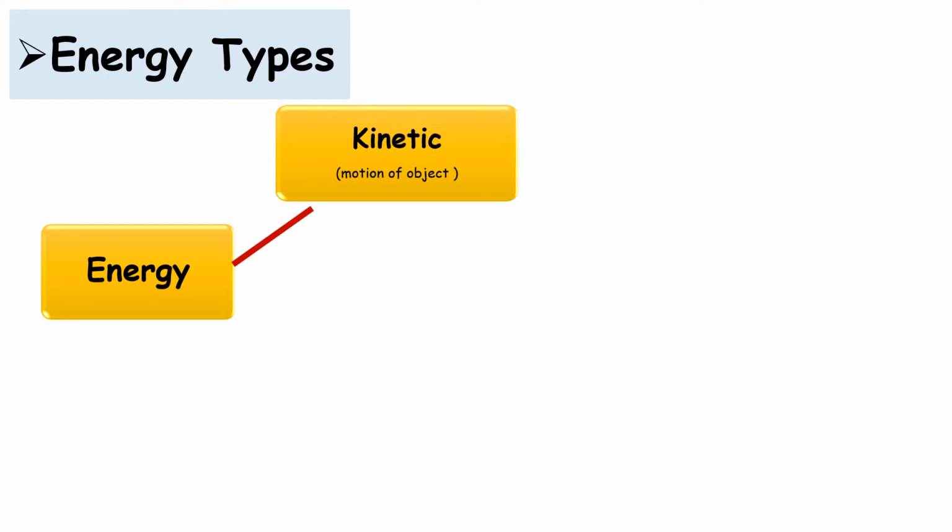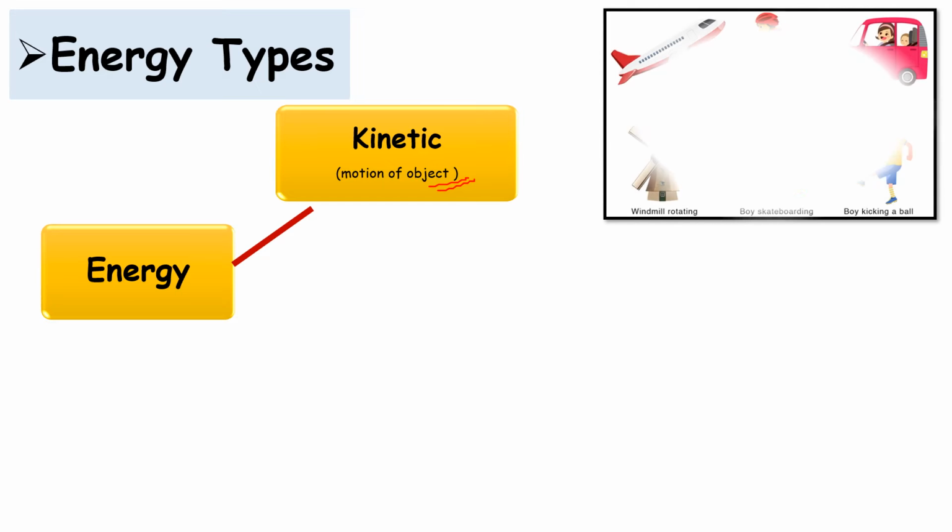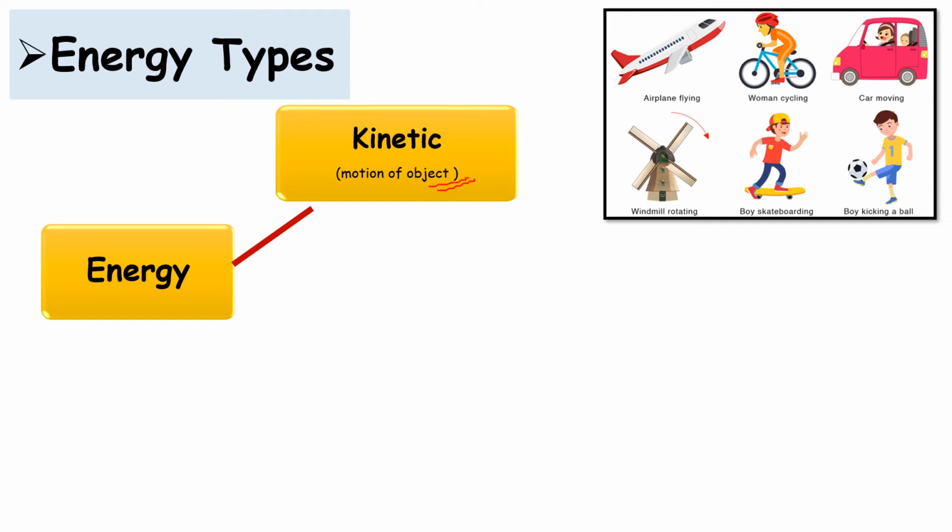Now let's see what are the different types of energy. Basically there are two types of energy. One is the kinetic energy. Kinetic energy is the energy associated with the object when it has got motion. So whenever the object is in motion, it will have energy which we call as the kinetic energy.